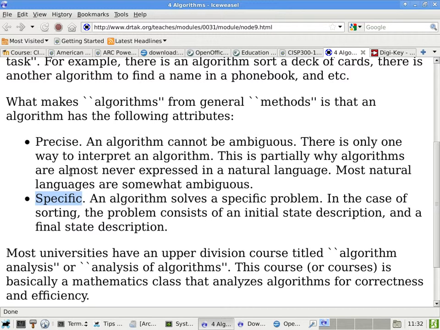An algorithm is also very specific. In other words, there's no such thing as a multi-tool algorithm. An algorithm solves a specific problem. Okay?